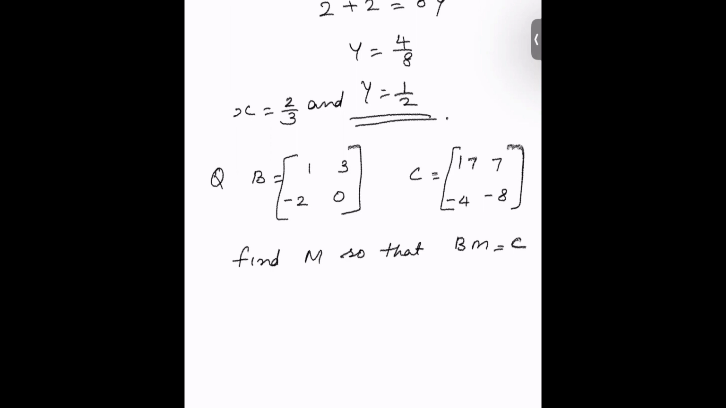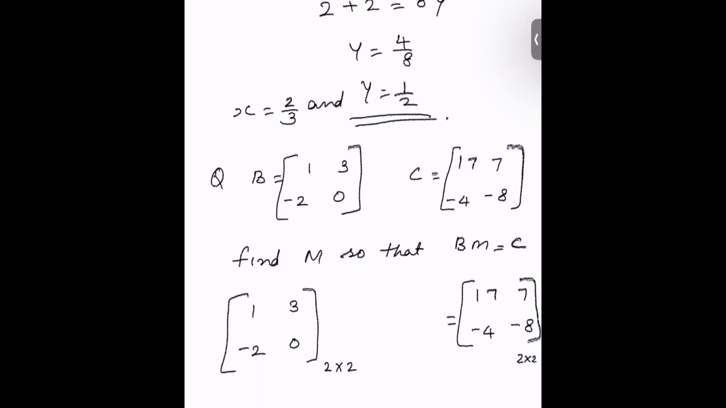So what you will do here is, you know the value of B and C. Let's write that first. B is 1, 3, negative 2, 0. What matrix is this? This is a 2 by 2 matrix. And what is the order of C? C is 17, 7, negative 4, negative 8. This is again a 2 by 2 matrix.